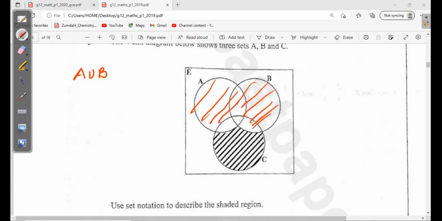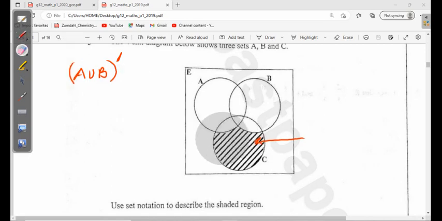So we are talking of elements which are outside A union B, so we put a complement there. They are outside A union B, but they are in the set C. So I'm going to say A union B complement intersection C. So we've described the shaded region, which is just this one. It is A union B complement intersection C, meaning we are talking of elements which are outside A and B, but they are in the set C.